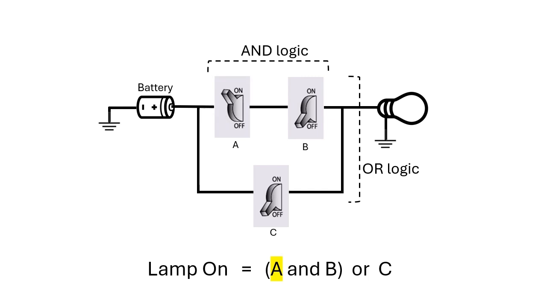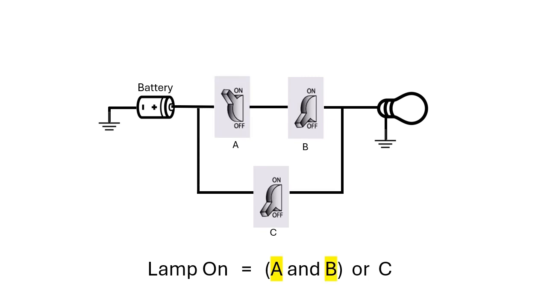Toggling switch A does not light the lamp because B is off. Now, if B is on, the light is on. Switch C alone lights the light. So, if A and B are on, or C is on, the lamp is lit. This demonstrates the power of the switch to perform logical operations.